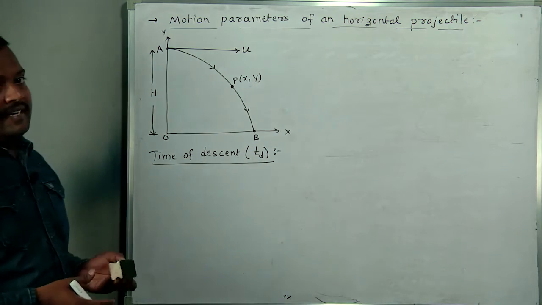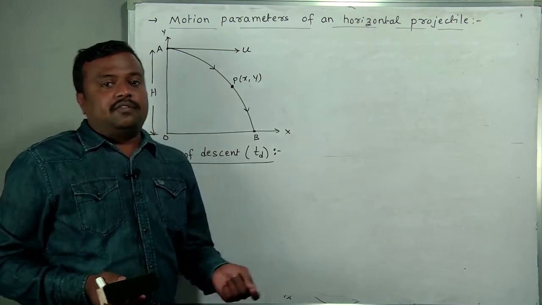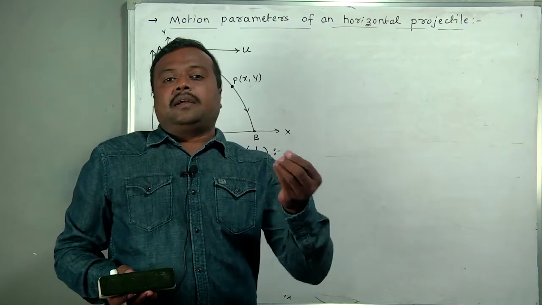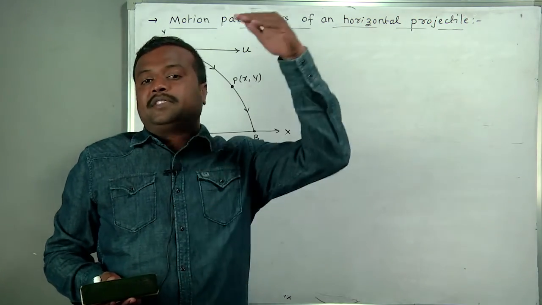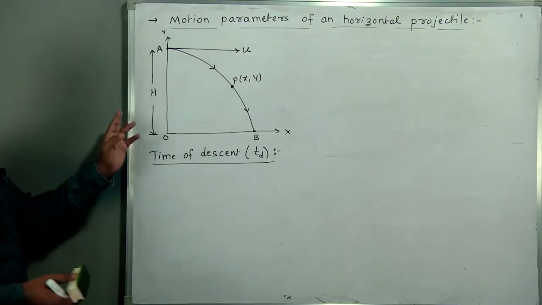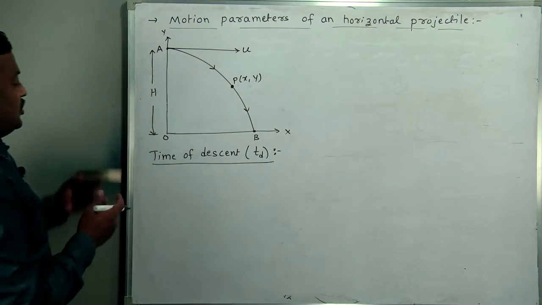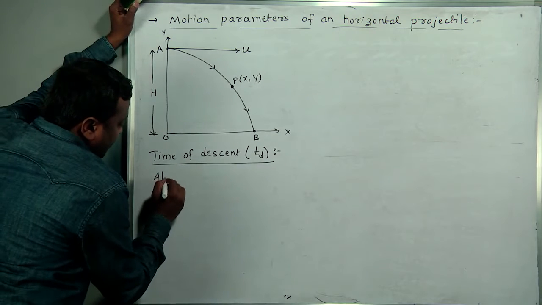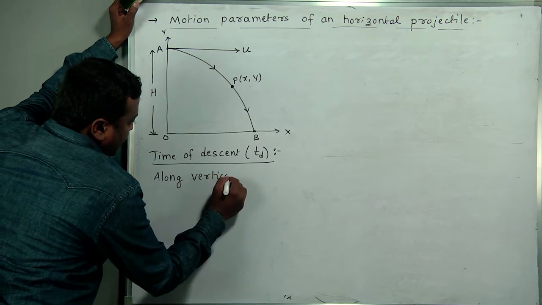Time of descent, first parameter. Time of descent is the total time taken by the projectile to reach the ground from a certain height. It is calculated along the vertical direction, so along vertical we should take the values.